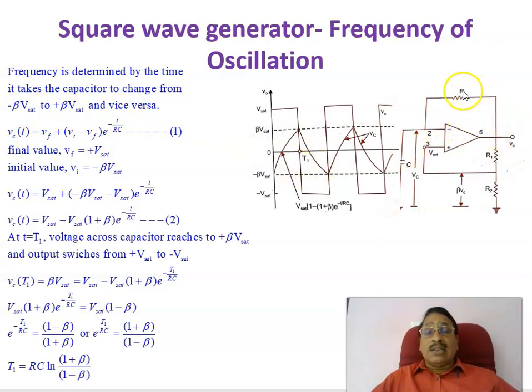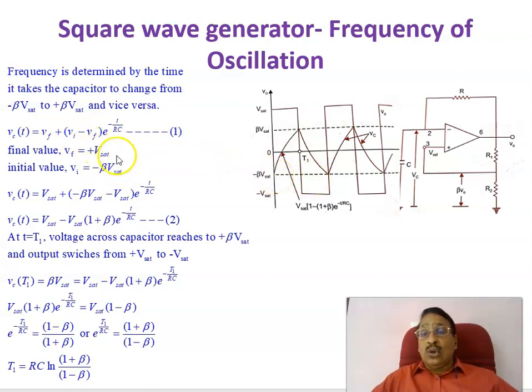When the capacitor is charging through R and C, the output voltage is assumed here to be plus Vsat. Therefore, the capacitor voltage at any instant is calculated as the final voltage plus initial minus final voltage, Vi minus Vf, into e raised to minus t by RC. Now, the capacitor is going to charge up to plus Vsat, so the final voltage is equal to plus Vsat, and the initial voltage is minus beta Vsat.